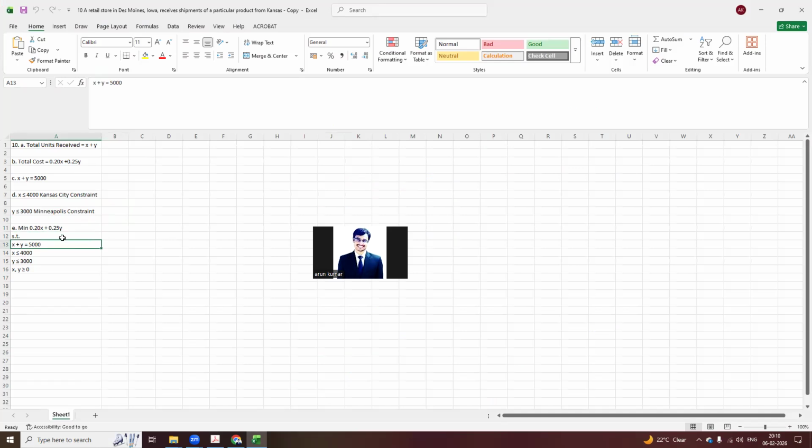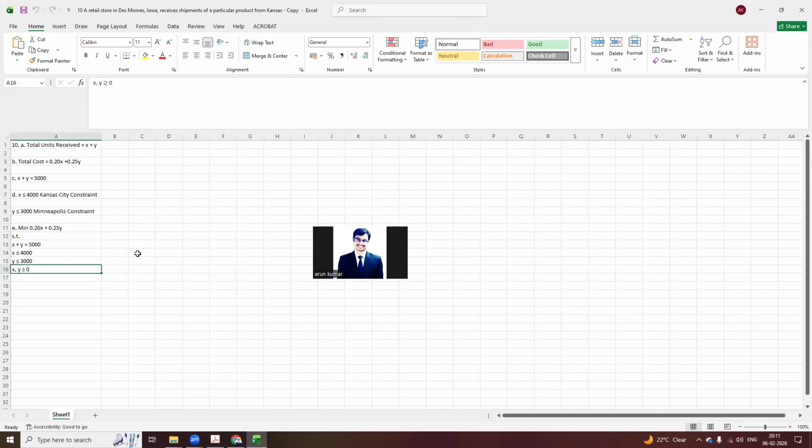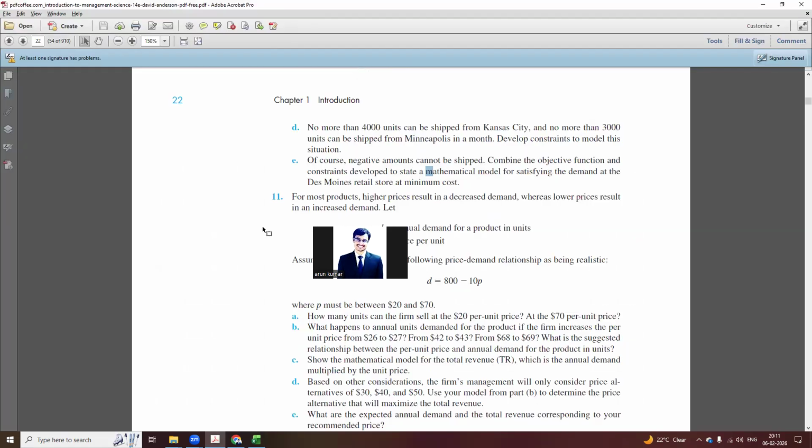So here is our full solution for part E. We have minimize 0.20x plus 0.25y, and then we have these constraints: X plus Y equals 5,000, then X is less than or equal to 4,000, then Y is less than or equal to 3,000, where both X and Y are greater than or equal to 0. This is the model satisfying demand for the Des Moines retail store. This is our mathematical model for part E, and this is the complete solution for question number 10 of chapter 1, Introduction to Management Science.